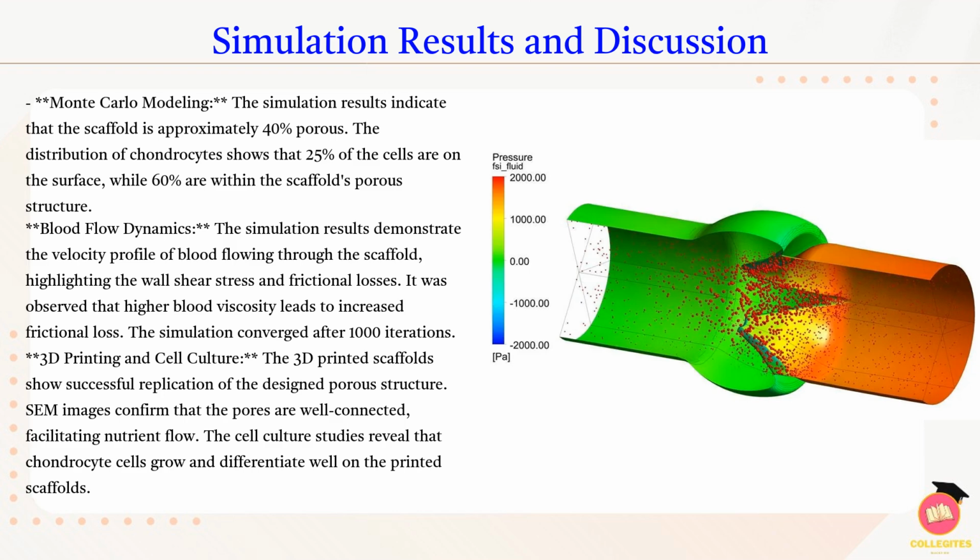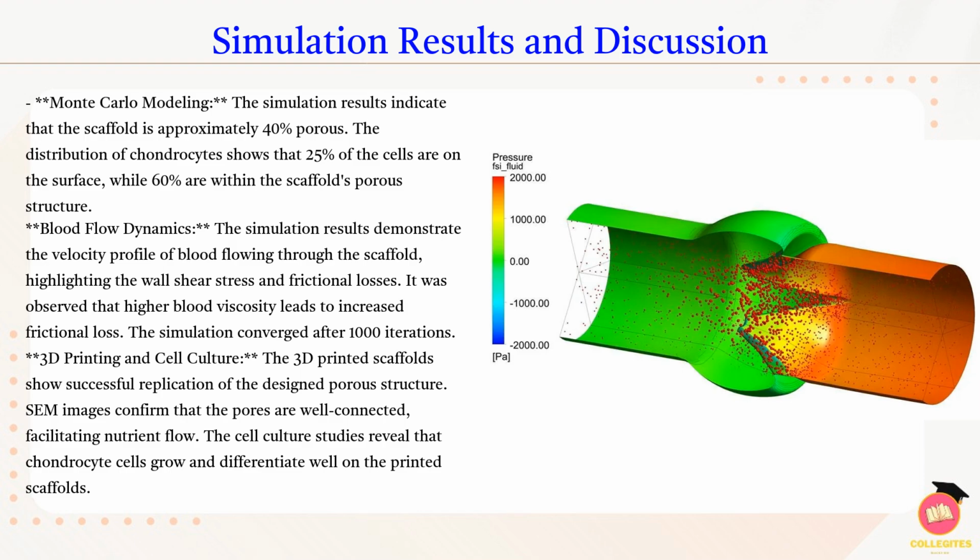The Monte Carlo simulation shows that the scaffold has a desired porosity level and cell distribution. The CFD simulation reveals the blood flow dynamics within the scaffold, highlighting the velocity profile and frictional losses. The 3D printed scaffolds successfully replicate the designed porous structure, and cell culture studies confirm that chondrocytes grow and differentiate well on these scaffolds.